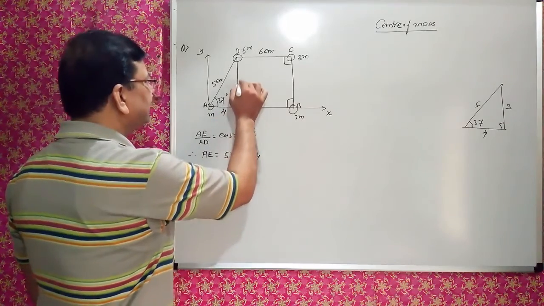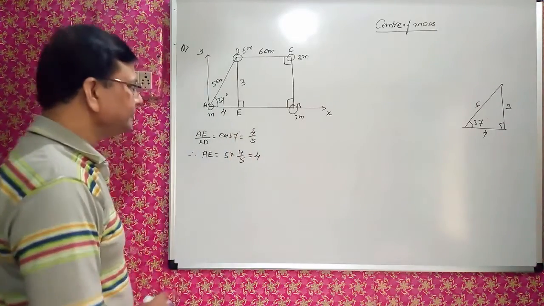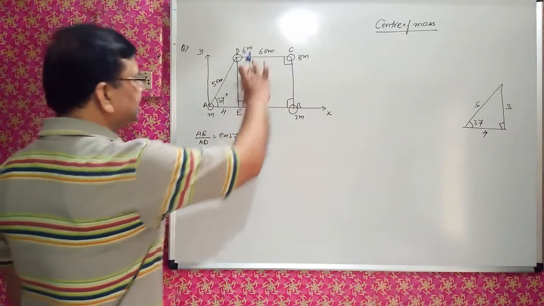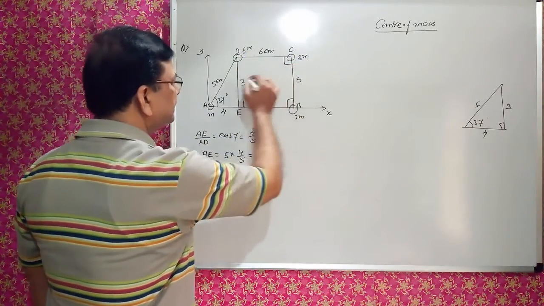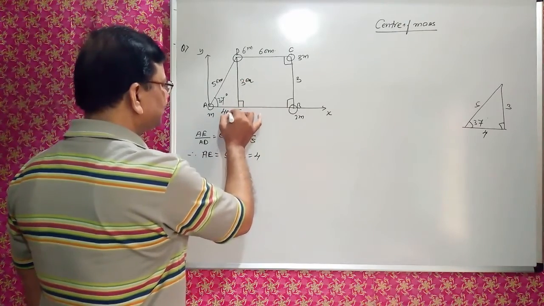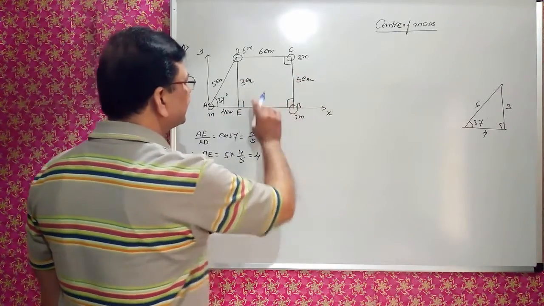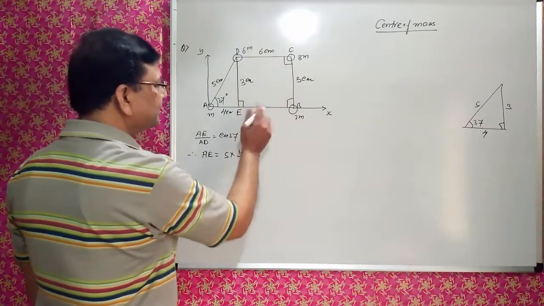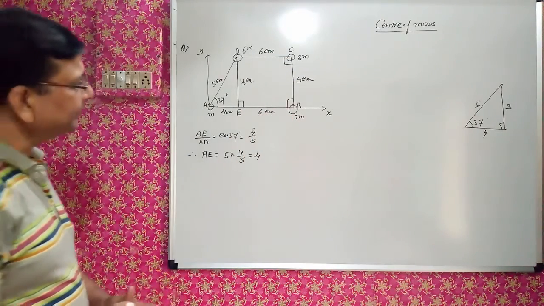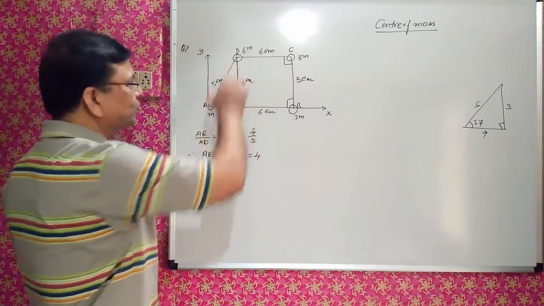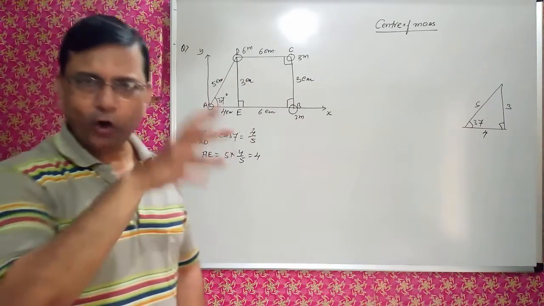So this is 4 and then this will be 3. And since this is perpendicular, this is also equal to 3. This is 3 centimeter, this is 4 centimeter. This is given 6 centimeter, so this will also be 6 centimeter. So see, for all the masses, distances are known. So we can find the coordinates of all the corners.